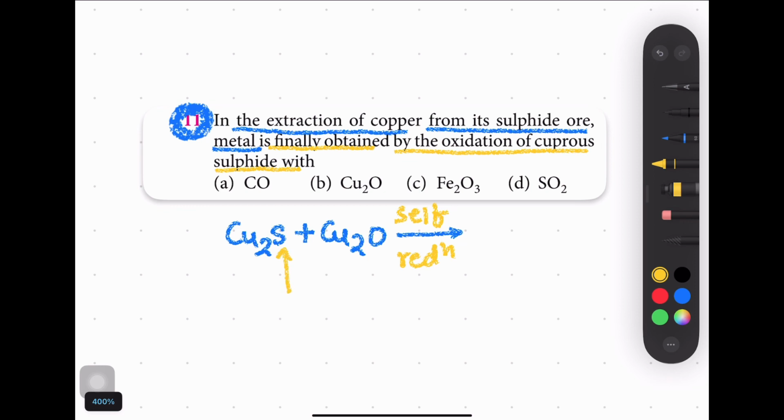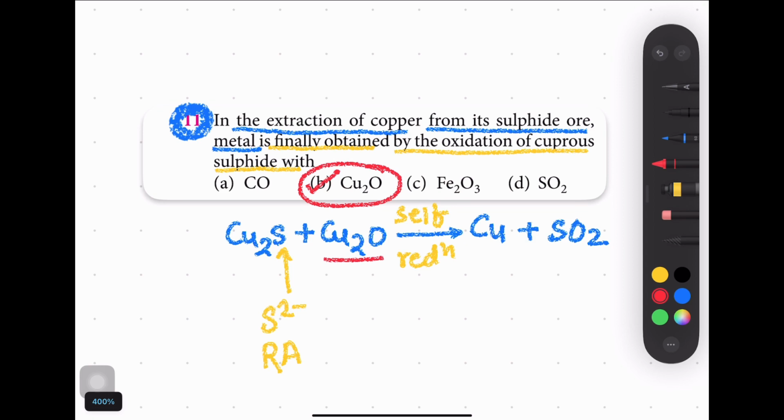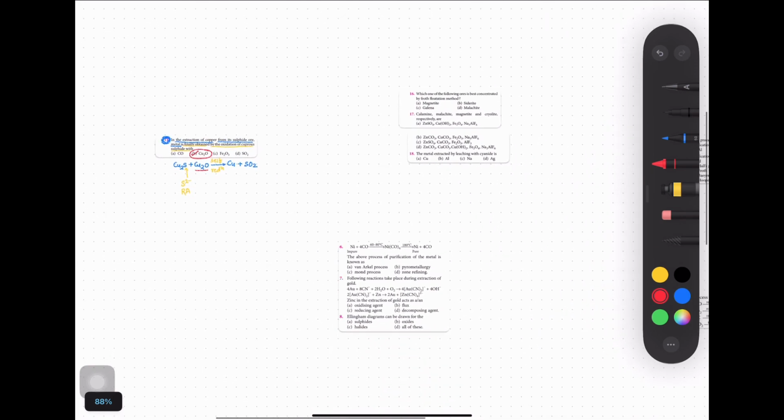And this sulfide ion basically acts as a reducing agent. So after the self reduction, we'll be getting copper metal and SO2 gas. So the correct answer for this should be Cu2O, that is B. So this is basically self reduction in which cuprous sulfide is reduced with cuprous oxide, where sulfide ion acts as a reducing agent. Okay, let's move to the next question.